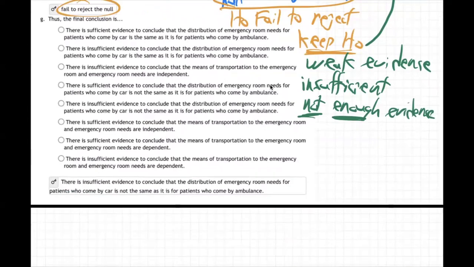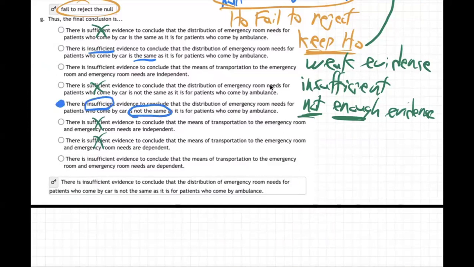Okay. So we don't want these. So cross out these ones that say these are all wrong. We eliminate 4 of them right off the bat. So now we're down to the other 4 that say insufficient. Which one is it? Well, here's one that says insufficient, same. That must be ours. No, actually, it's this one. It's insufficient, not the same. That's our answer.